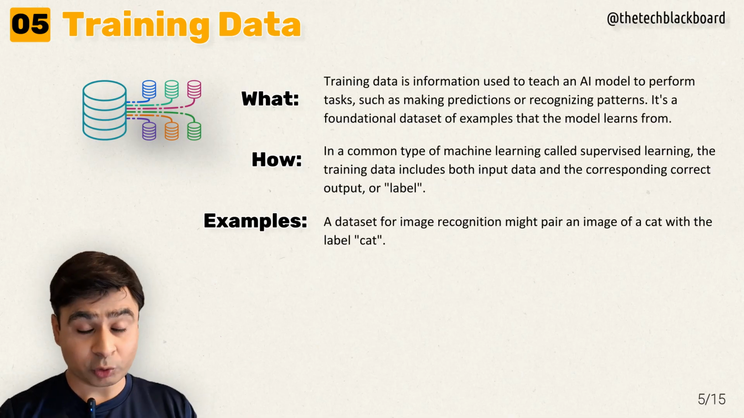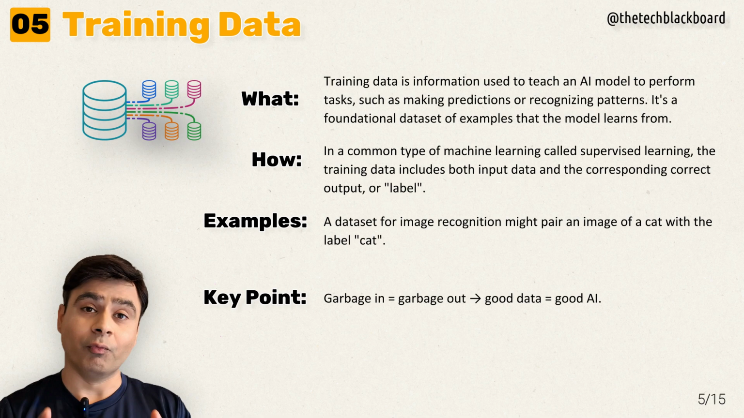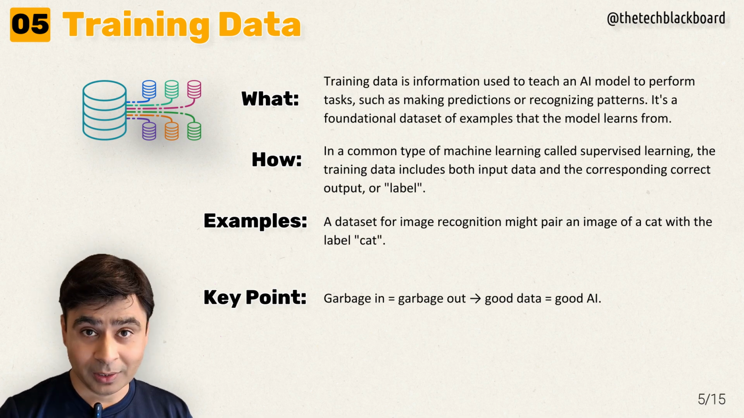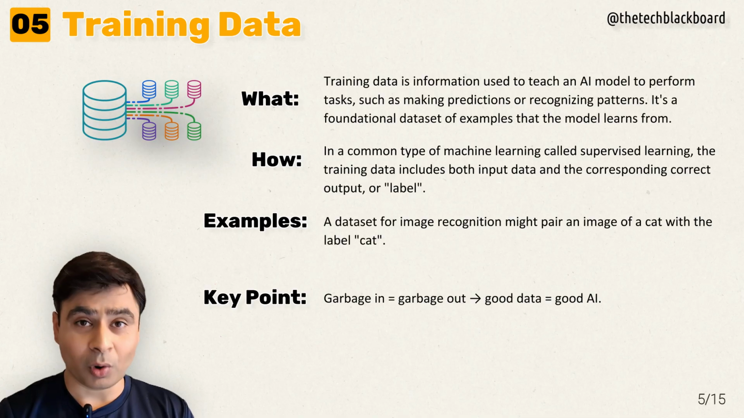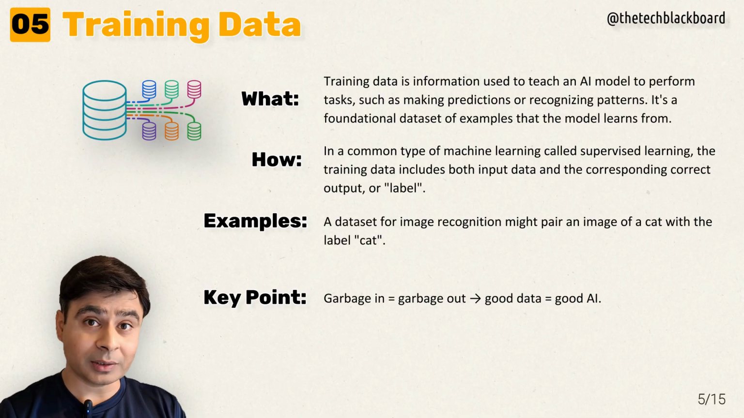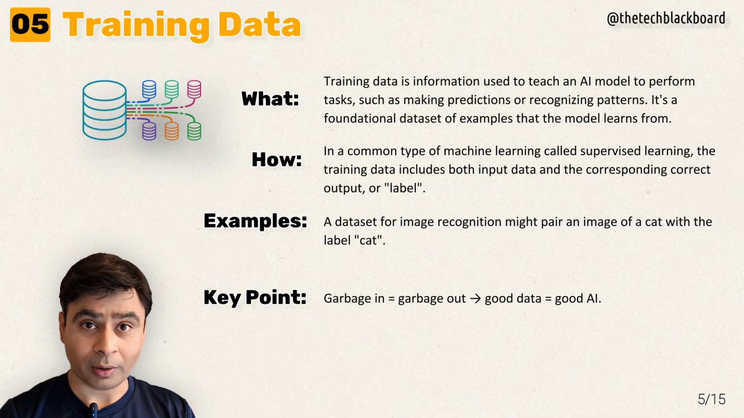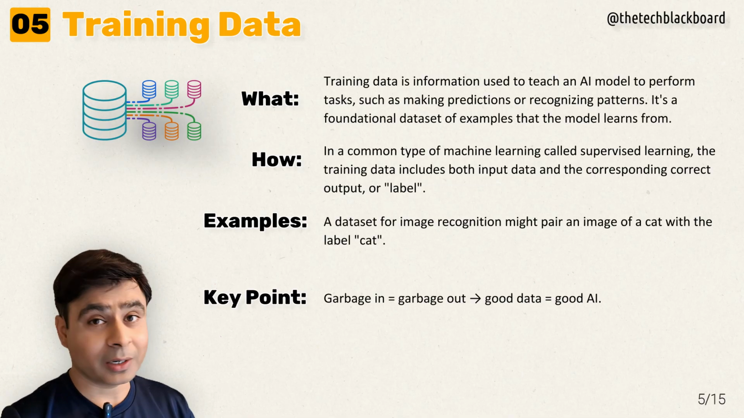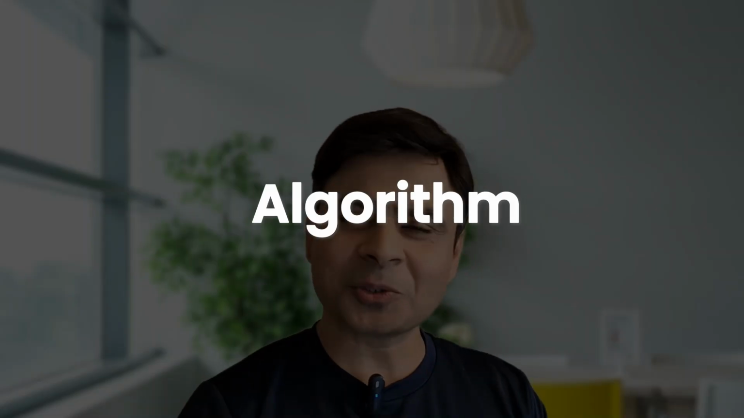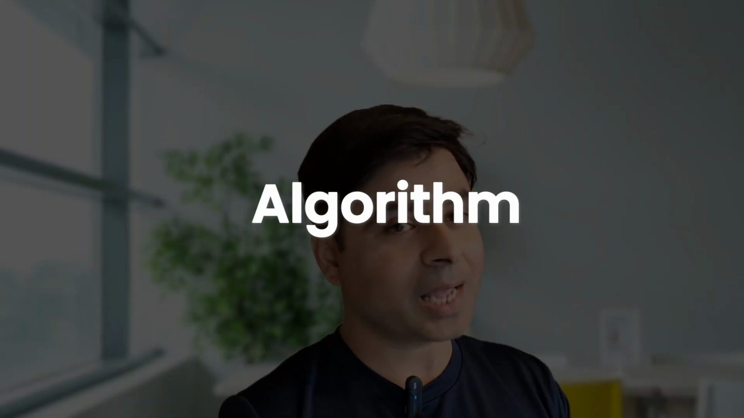But friends, with training data, you have to remember a very important concept: garbage in, garbage out. Your AI model will be as good or as bad as the data you provide for it to train on. So that's very important information, and you have to be very careful with your training data. That brings us to the sixth term, and that is algorithm.